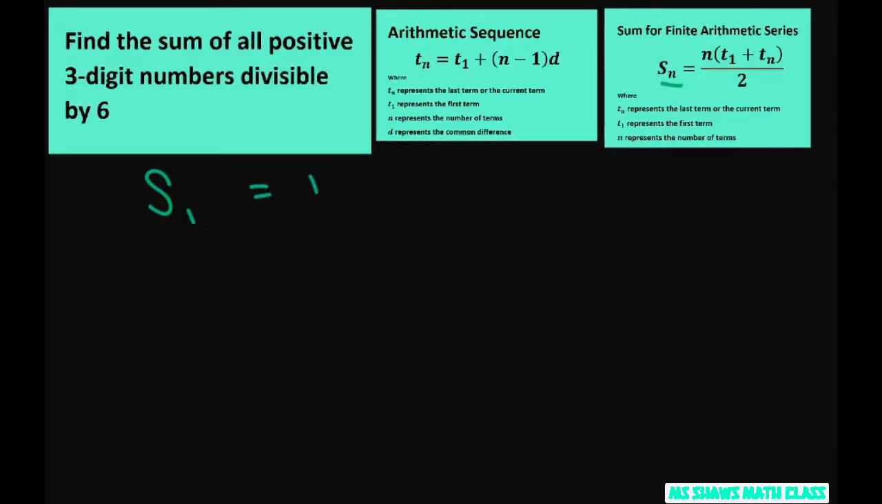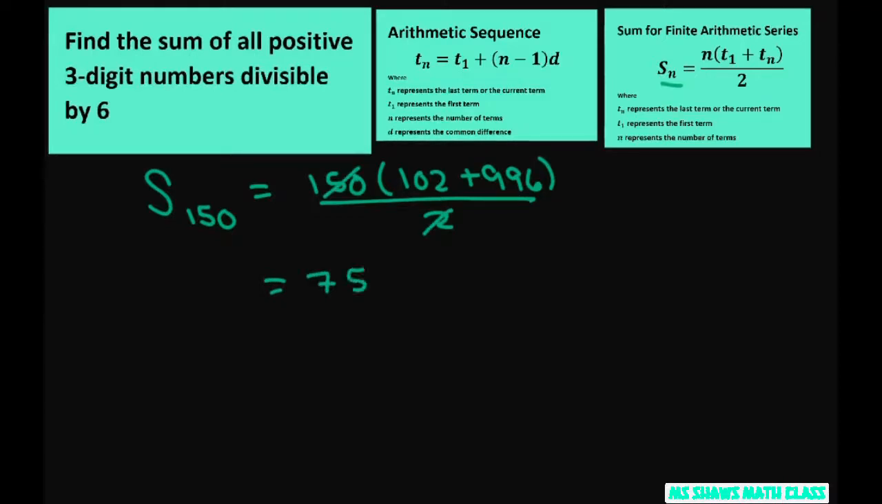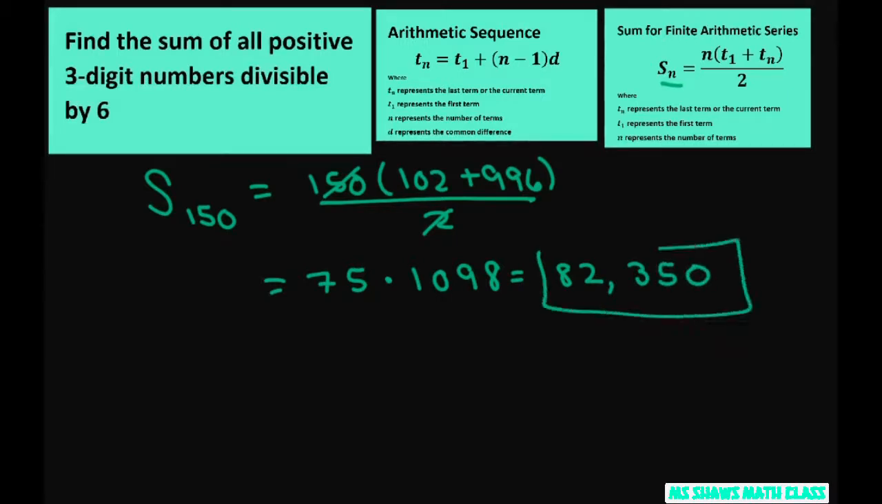So S sub 150 equals 150 times your first term plus your last term, divided by 2. So this is going to be 75 times 1,098, and that equals 82,350. And that's your final answer.